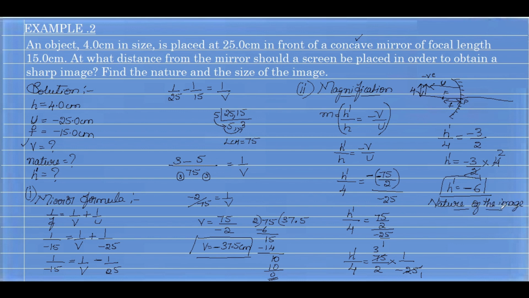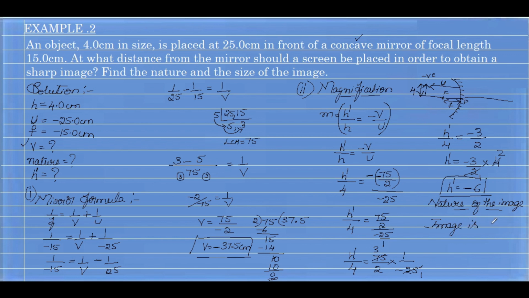Okay, so nature of the image. While writing the nature of the image, you need to first note down the sign. If there is a negative sign, the image will be real and inverted. The negative sign signifies it is real and inverted. If there is a positive sign, it signifies virtual and erect.